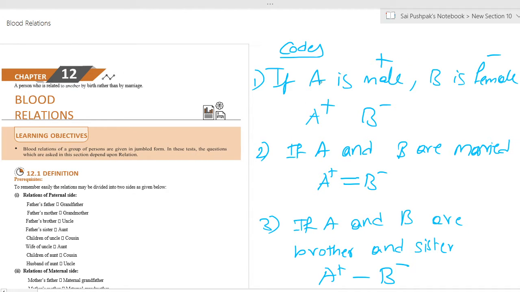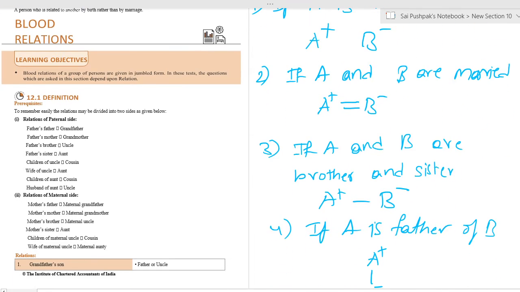So for males we'll use plus sign, for females we'll use minus sign. So if A is male, we'll use positive plus sign here, and if B is female, we use minus sign here. Only to solve the problems quickly, only to know the gender of the person in the problem.